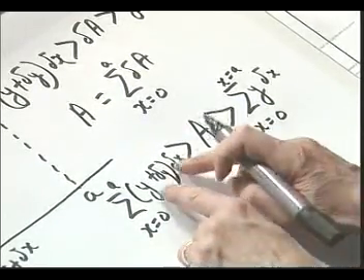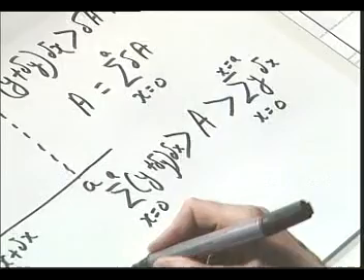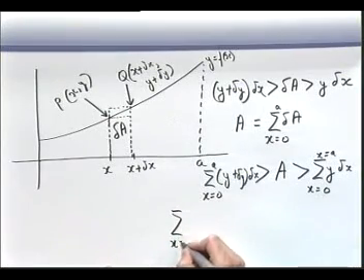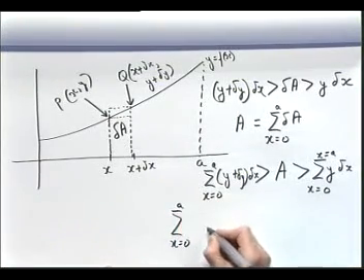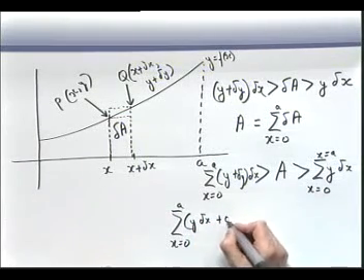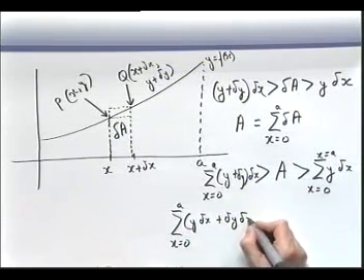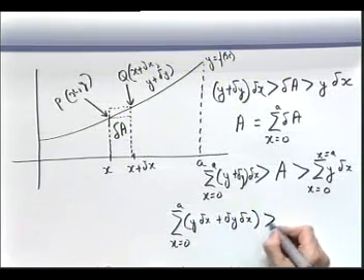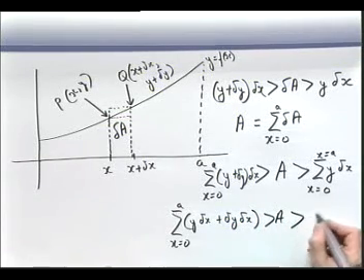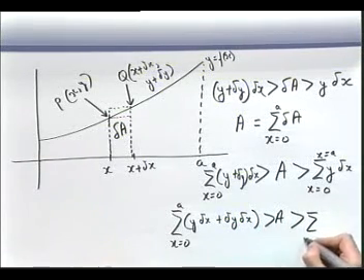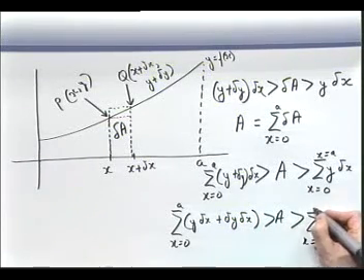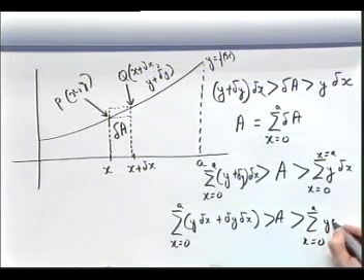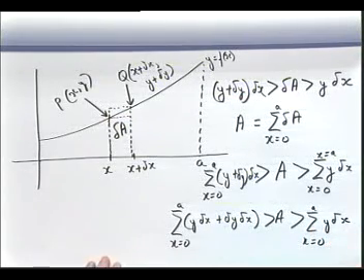Okay, let me multiply out this bit. So we have sigma x equals 0 to a of y times by delta x plus delta y times by delta x, greater than A, greater than the sum from x equals 0 to a of y times by delta x.